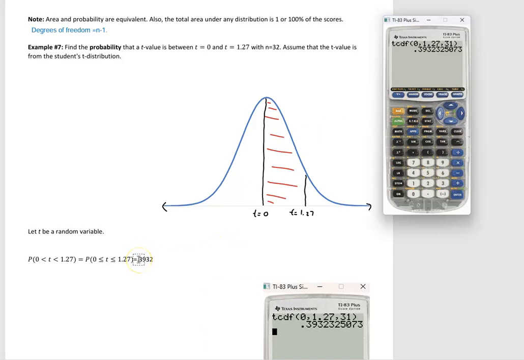In this case, the probability that a t-value for a t-distribution is between 0 and 1.27 with 32 samples is going to be about 0.3932. Typically, the decimal will be sufficient. Don't forget to declare it. Every one of the problems needs to have the variable declared. Now, your calculator will use min and max. And if it's unbounded, meaning it goes to the infinities, you're just going to use a very large value.